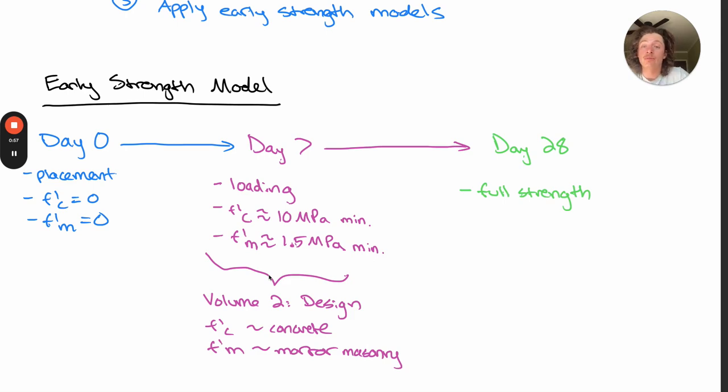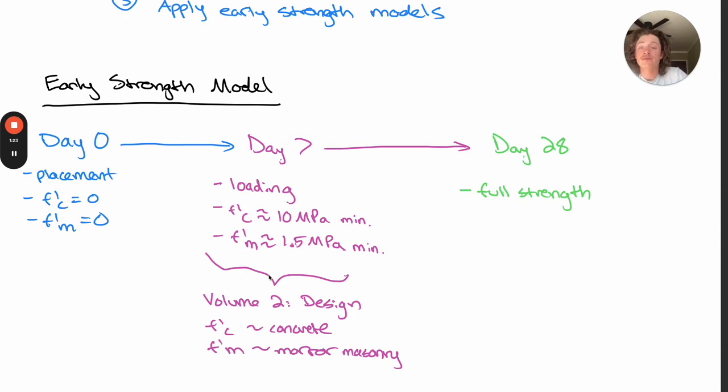The EIA Bridge Binder Volume 2 for design presents the following values for concrete and mortar strength. Concrete, or F'(C), has a 10 megapascal hand mixed or 15 megapascal drum mixed strength, and mortar, or F'(M), has a 1.5 megapascal compressive strength. Now you see I've written this in the timeline under day 7.